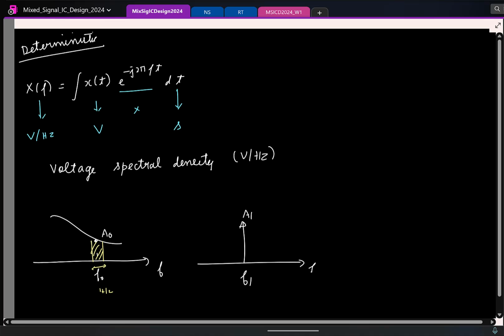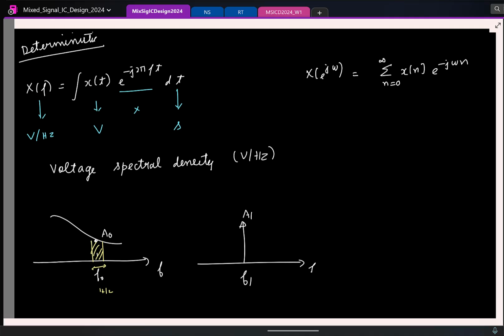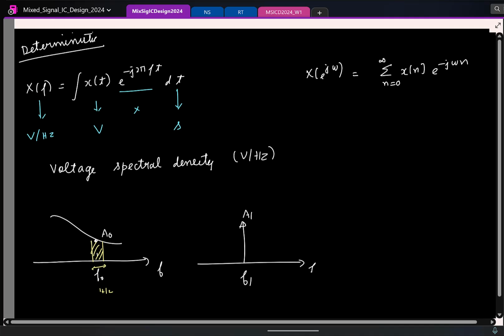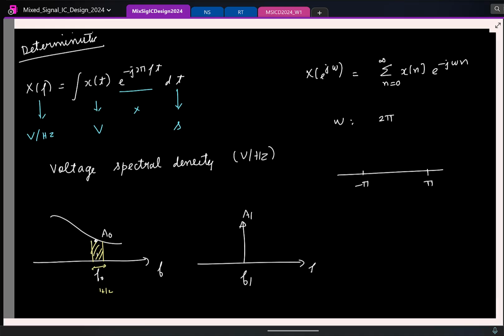Of course, this is now in continuous time. We also have the discrete time Fourier transform, which we probably touched upon in the last class. It's the same thing: the sum over n of x of n e to the power minus j omega n. The only difference is that in continuous time the frequency goes from minus infinity to infinity, while in discrete time omega is periodic with 2 pi. So you look at any interval, let's say minus pi to pi or 0 to 2 pi. Hopefully this is fine.